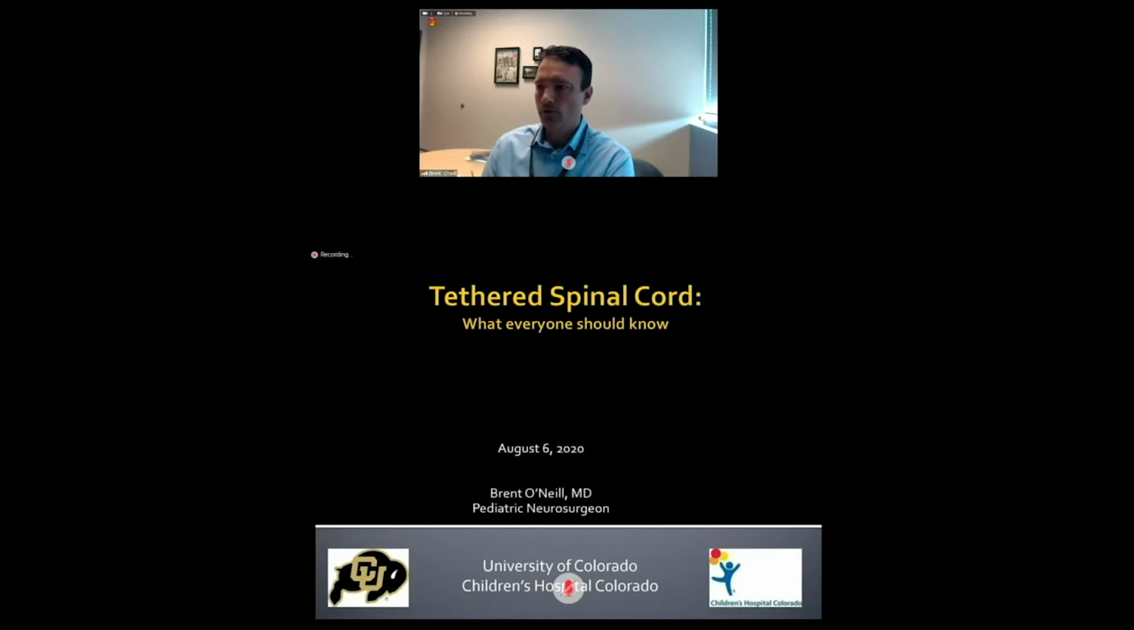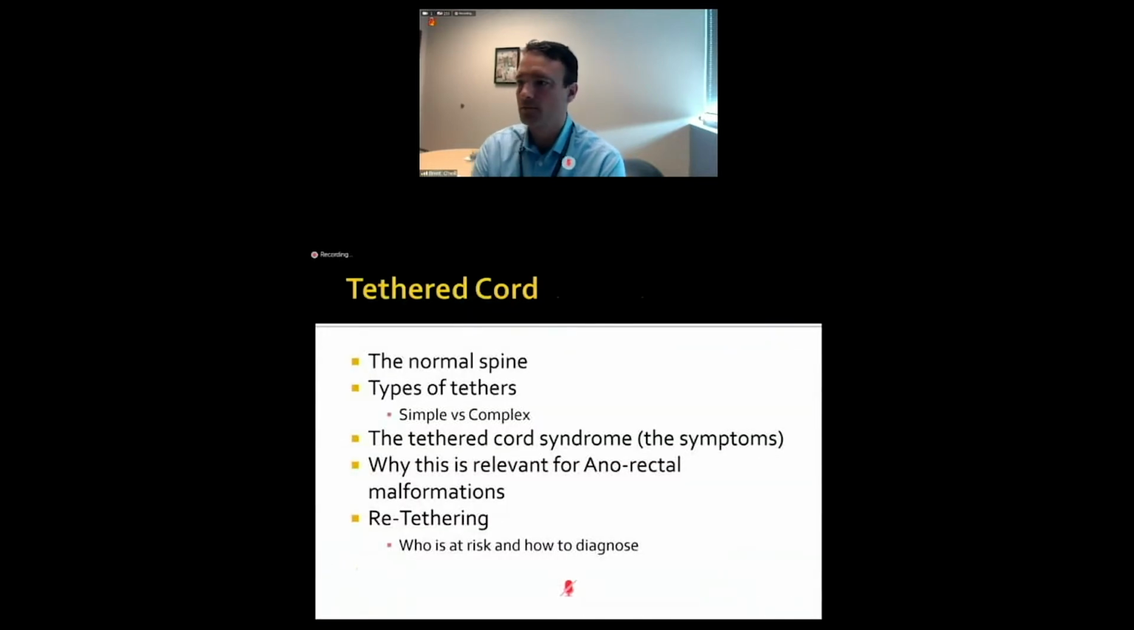So we're going to try and go through a number of different things in the next 15 minutes or so. A little bit about the normal anatomy of the spine so that we can understand what's really happening with tethering. Tethered cord, like a lot of things that we've been speaking about today, is a spectrum. And so there are fairly simple tethered cords, and then there are more complex tethered cords. And we'll try and distinguish the difference between those two because they have a huge impact on whether surgery is needed, what type of surgery, and also the risk for retethering. And then we'll also talk about the symptoms and why this is important in anorectal malformations, and finally a little bit about retethering.